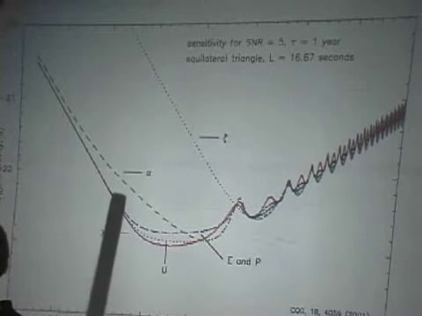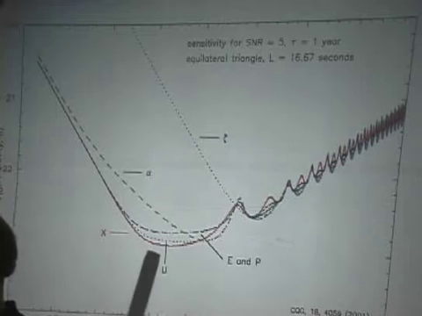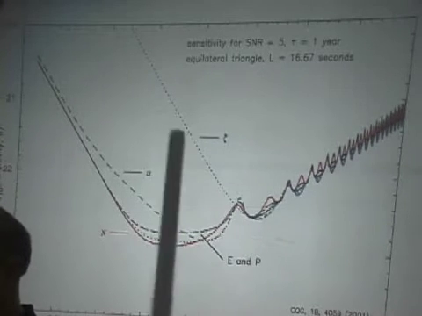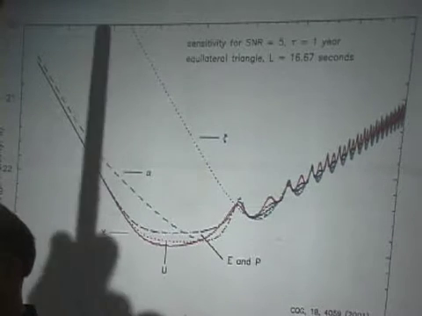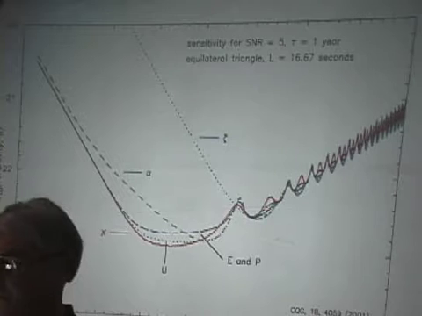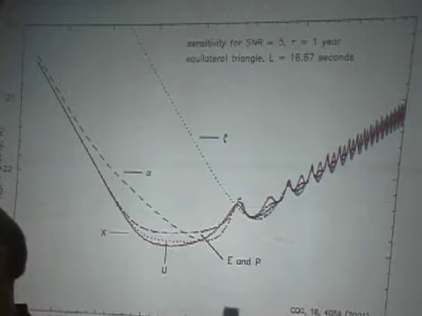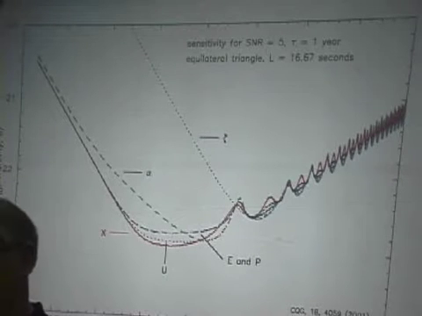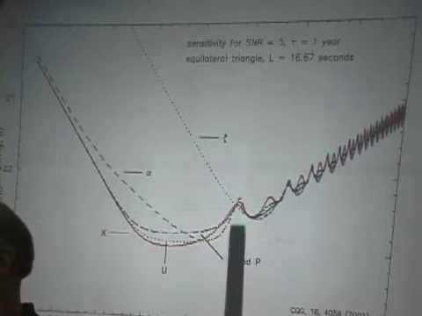These are the other TDI combinations: alpha, zeta, U, E, and P. They're all about the same at high frequencies, and as Kip pointed out, it's only at low frequencies where zeta is significantly suppressed compared to the others. So it's for frequencies that are, roughly speaking, 1 cycle every 100 seconds and lower, that zeta is relatively insensitive. At higher frequencies, they're all comparable.